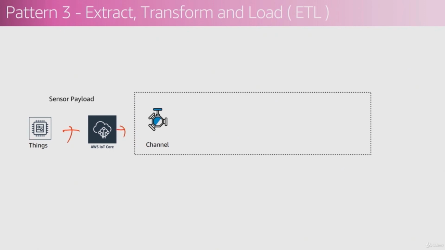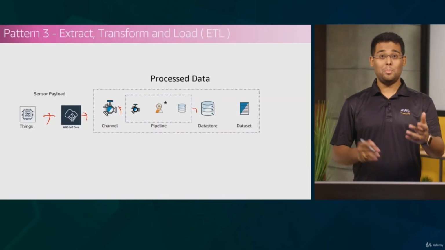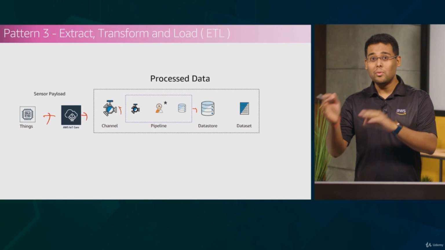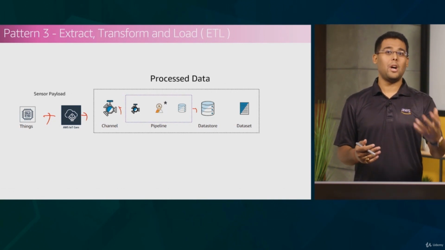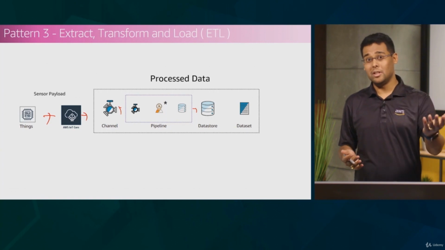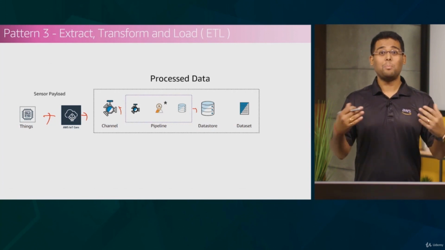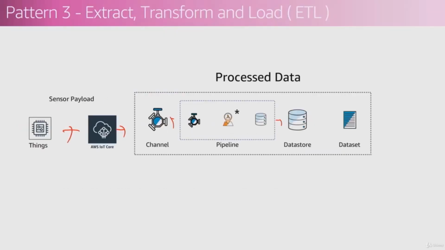The next design pattern is about extracting your data, transforming your data, and loading your data, also commonly referred to as ETL. If you want to perform ETL, you will use primarily the pipeline activities. So the data ingestion stays the same from the things to the core to the channel. No changes over there. What changes is in the pipeline before it gets persisted to a data store. So we give you built-in activities. You can add attributes, you can remove attributes, you can calculate attributes using mathematical functions. You can enrich your data with device metadata or device state information like the device shadow that you have learned earlier. Or you can invoke a Lambda function if all of these activities do not suit your use case, to perform any other transformations or data enrichment that you want to do.